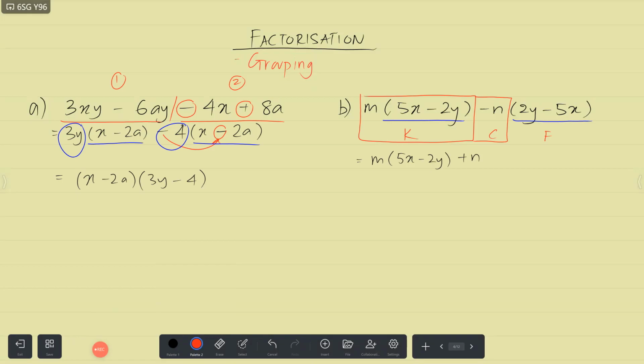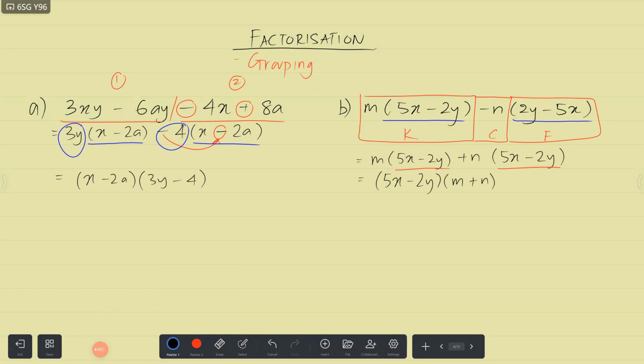And what are we flipping? We are flipping this 2y minus 5x to 5x minus 2y, which is essentially the same as what you want in the first group. Because that's our objective, right? If they are the same, then we can finish off. So now we have met our objective. Both expressions are the same, so we can finish up this factorization as per normal. So 5x minus 2y and m plus n.